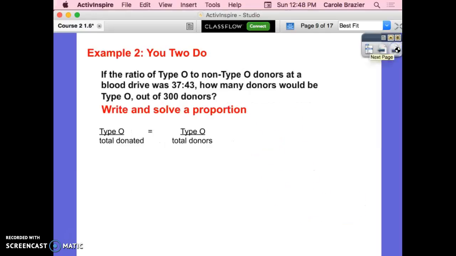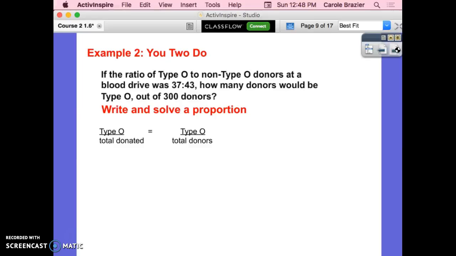This one, make sure that you are writing in your notes because it is a little different, and so I want to make sure that you guys are understanding this one. So if the ratio of type O to non-type O donors at a blood drive was 37 to 43, how many donors would be type O out of 300?